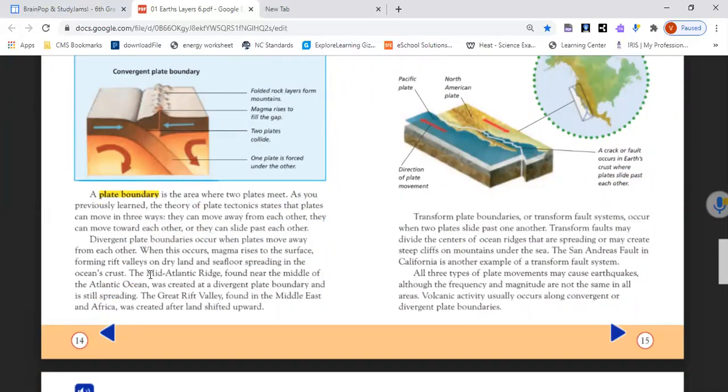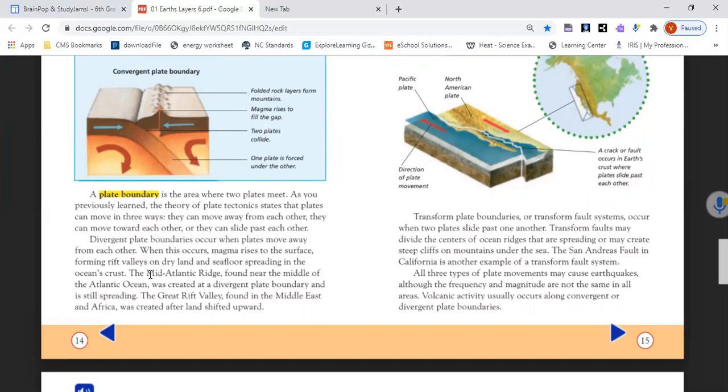Transform boundaries, or transform fault systems, occur when two plates slide past each other. The transform faults may divide the center of the ocean ridges that are spreading, or may create steep cliffs or mountains under the seas. The San Andreas fault in California is another example of a transform fault boundary.